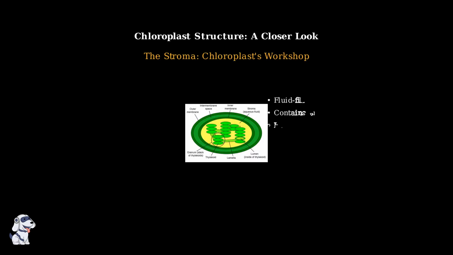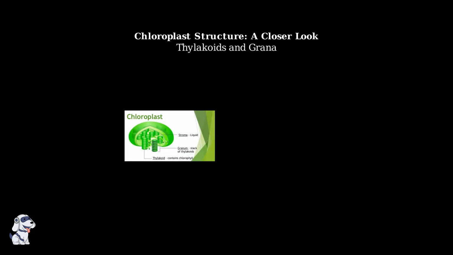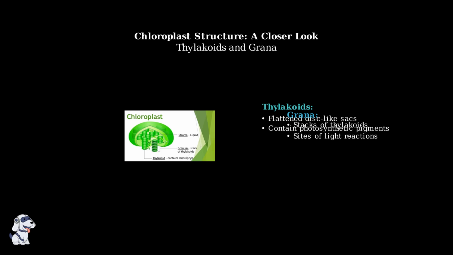Inside the inner membrane is the stroma, a fluid-filled space that contains the machinery for photosynthesis. The stroma is like the chloroplast's workshop where important chemical reactions take place. Within the stroma are specialized structures called thylakoids. These are flattened disc-like sacs that stack together to form structures called grana. This is where the magic of photosynthesis happens.